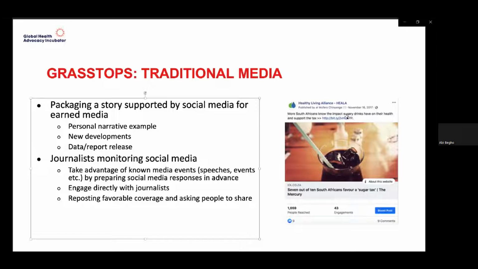At the end of the day, we know that journalists live and die by those clicks. And so if we can get them clicks, it's very important that they know that we're out there sharing their stories, and they're much more likely to engage with us in the future if we're helping them out. So that's another really, really important component of content related to traditional media.